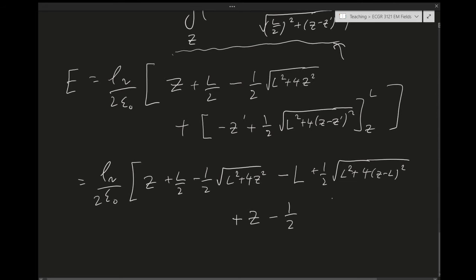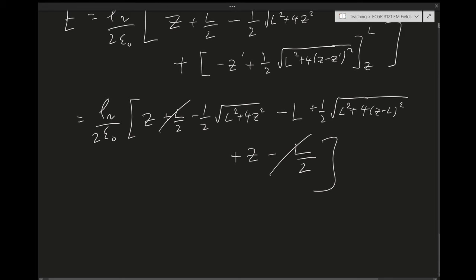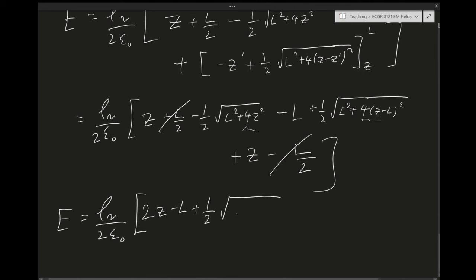Minus half square root, z minus z becomes 0, L squared, right? This whole thing becomes L over 2, actually. L squared square root becomes L. This whole thing becomes L over 2. So this L over 2 cancels this L over 2, right? And then I end up with 2z minus L plus those two terms. So this is the whole electric field. So this is going to be 2z minus L plus half L squared plus 4 z minus L squared minus half L squared plus 4 z squared. How do I check that this result makes sense?